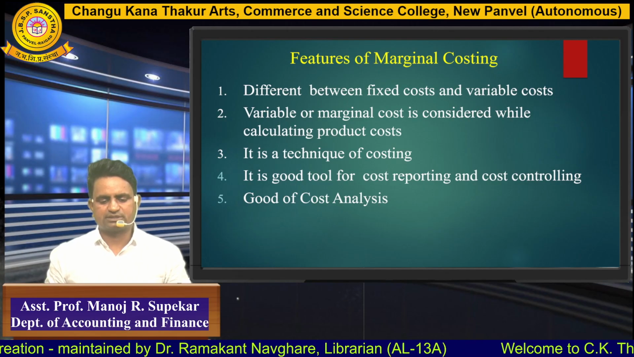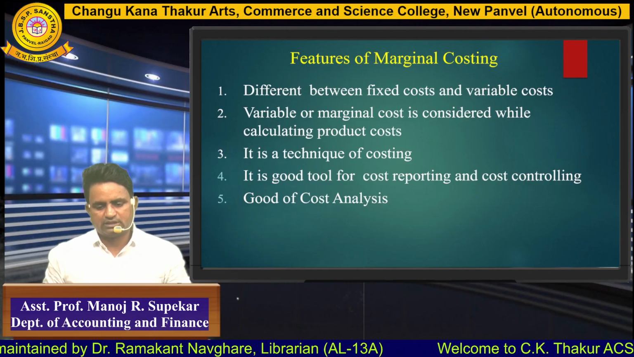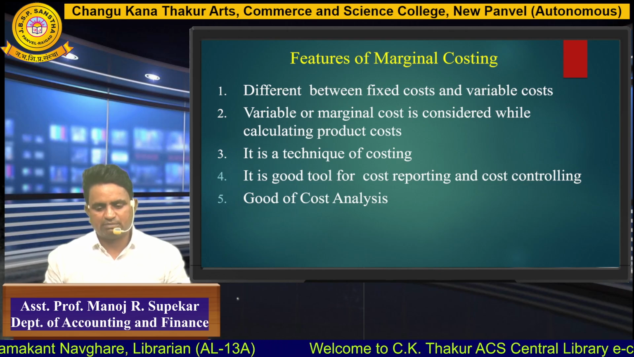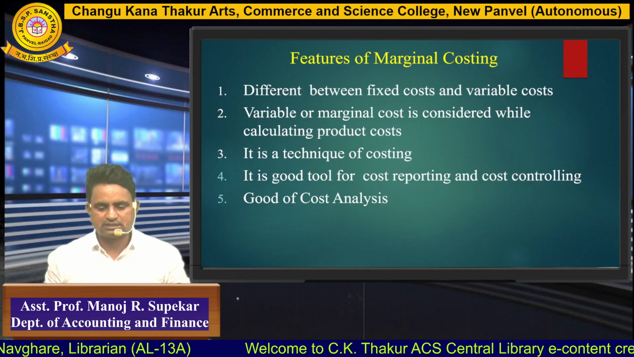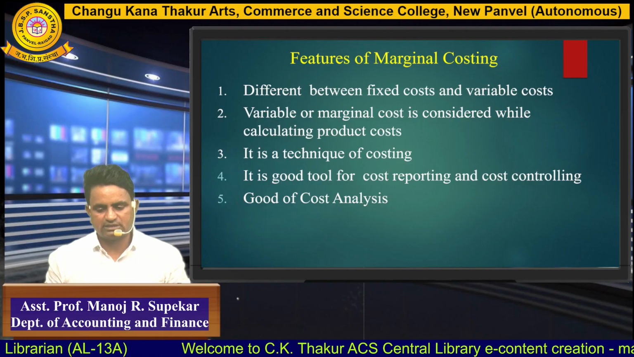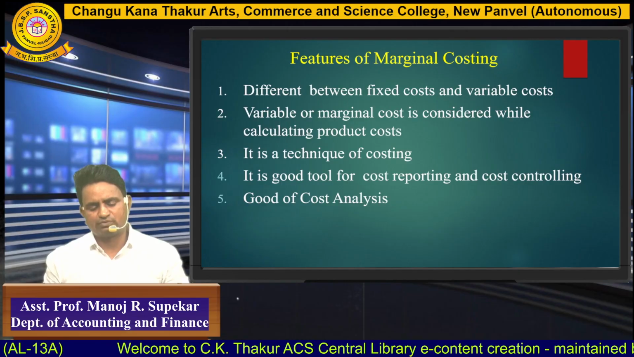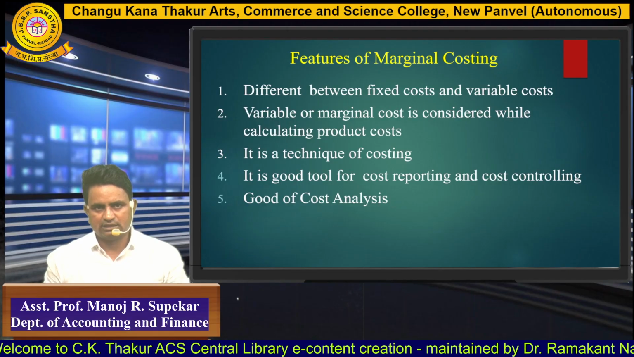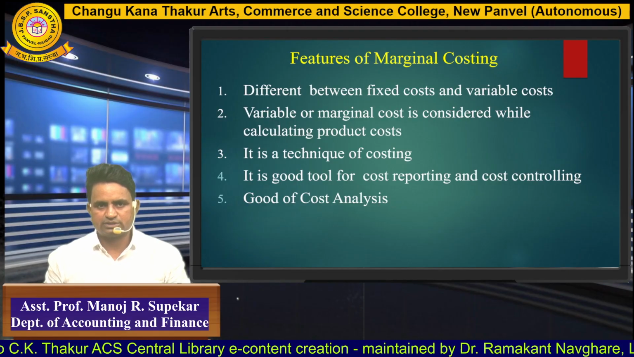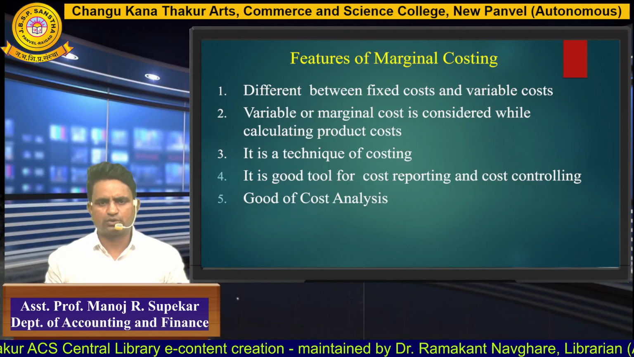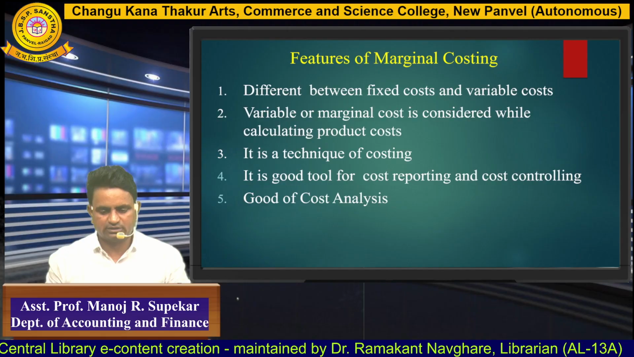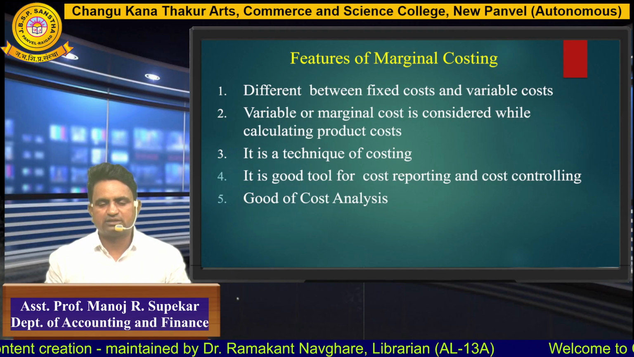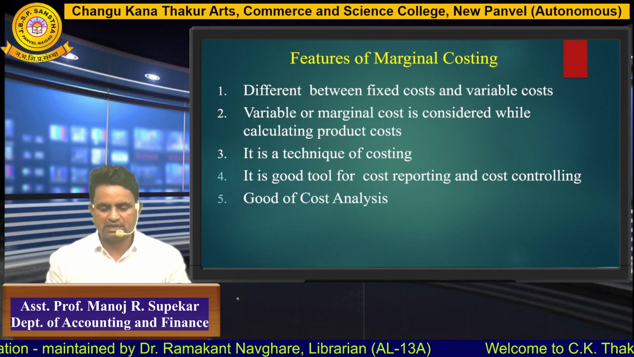The first feature of marginal costing: in marginal costing, fixed cost and variable cost are considered separately. There is no combined part of this. Fixed costs are considered separately and variable costs are considered separately. While calculating profit, a very simple formula has to be followed: sales minus variable cost is equal to contribution, contribution minus fixed cost is equal to profit. So this is simple. It means that when a company wants to get the figure of profit, fixed cost and variable cost are considered separately.